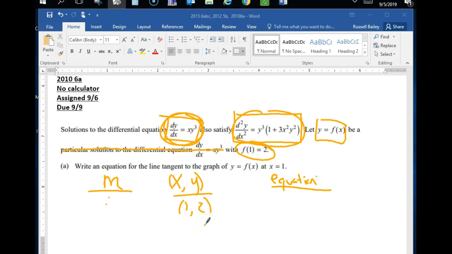So now we can plug those in to get our slope, and we have our points, so then we're ready to write our equation, and we're good to go. Pretty chill. We didn't actually need the second derivative at all in this one. So that's the end of it.